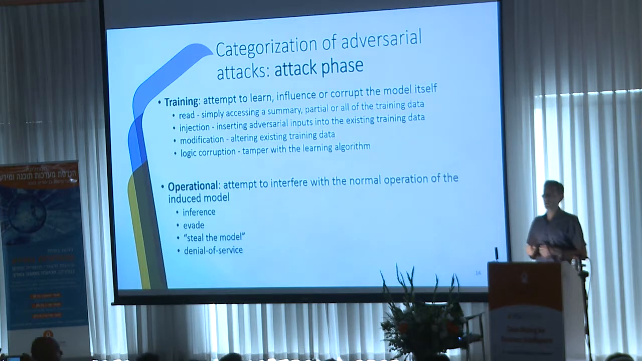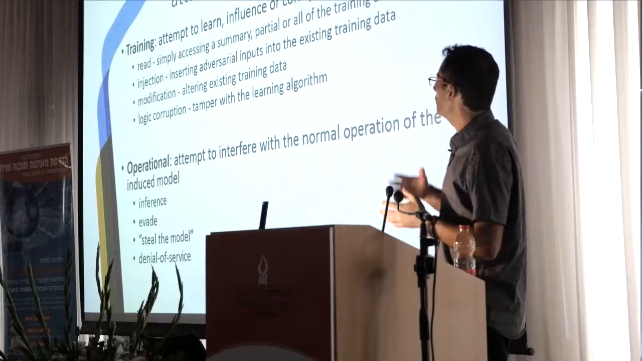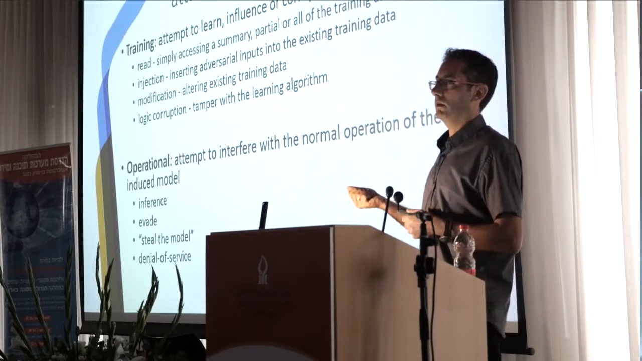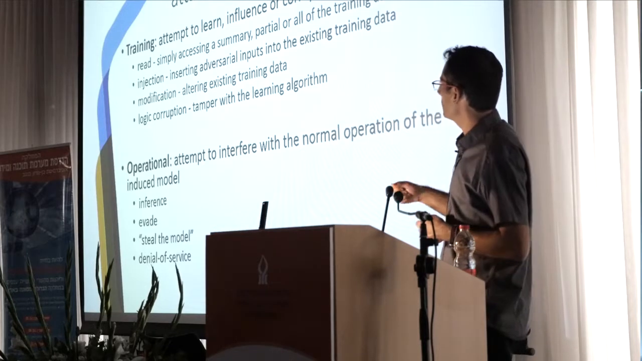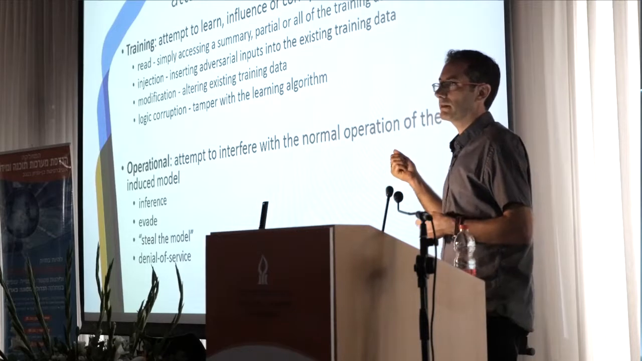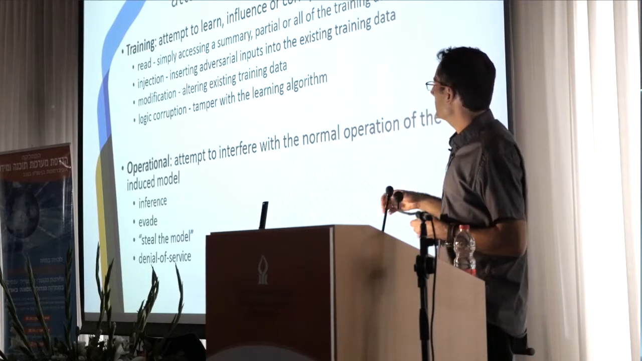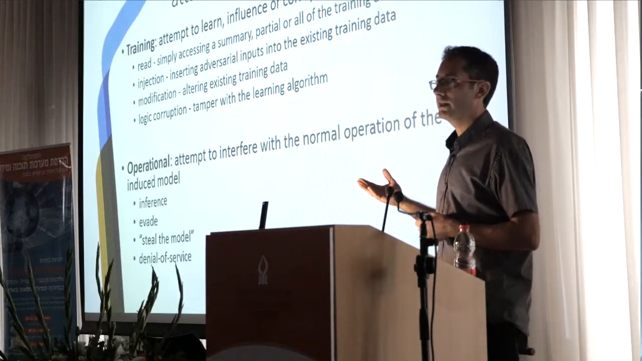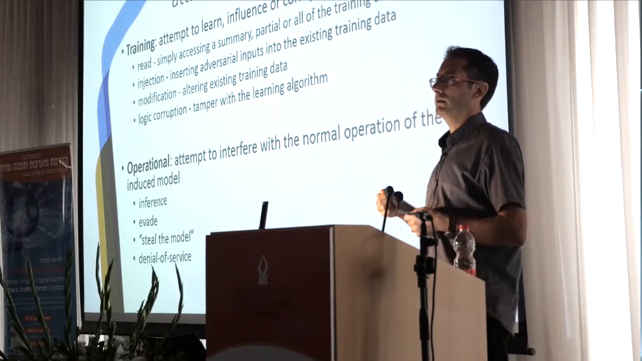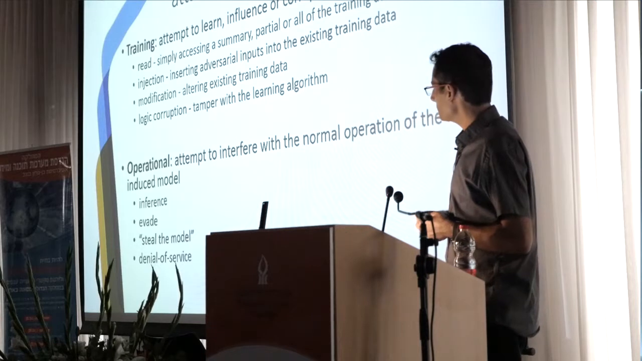I mentioned this attribute before. An attacker can conduct his attack during the training phase. In this case, he can compromise the confidentiality by having the ability to read, for example, the data set, which might be sensitive. Or during the training, he can inject information, modify the data sets, or influence the actual training process by manipulating the algorithm itself.